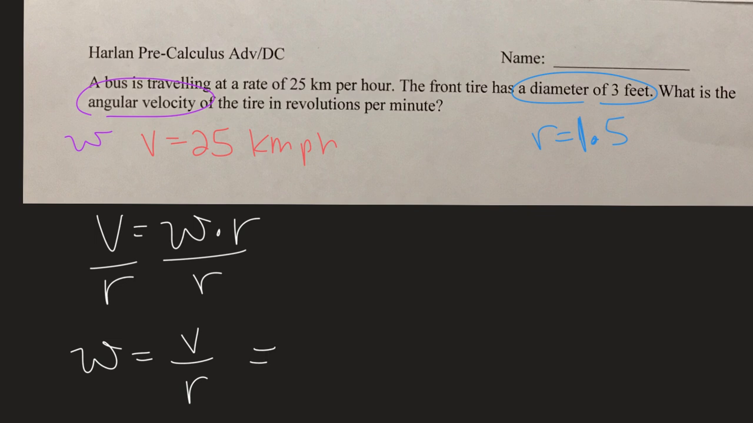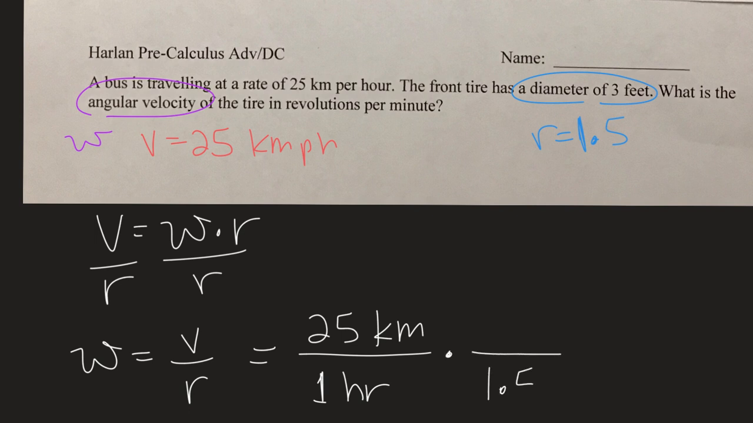Okay, so let's put that in. We know our velocity is 25 kilometers every 1 hour, so we make that a fraction. Now we're dividing by the radius, so the 1.5 feet will go in the denominator as a division, and we're going to put rad on top.